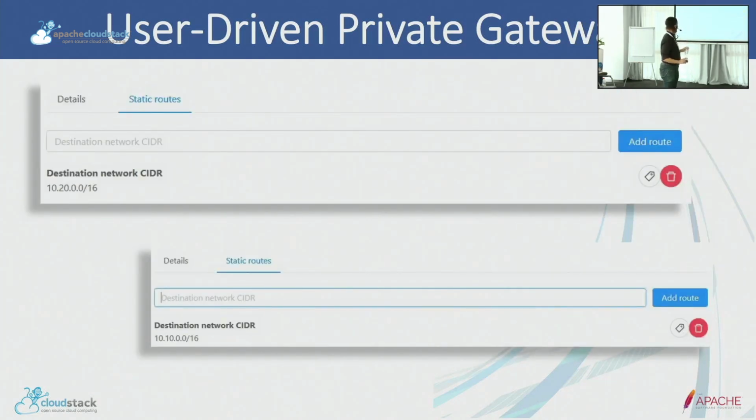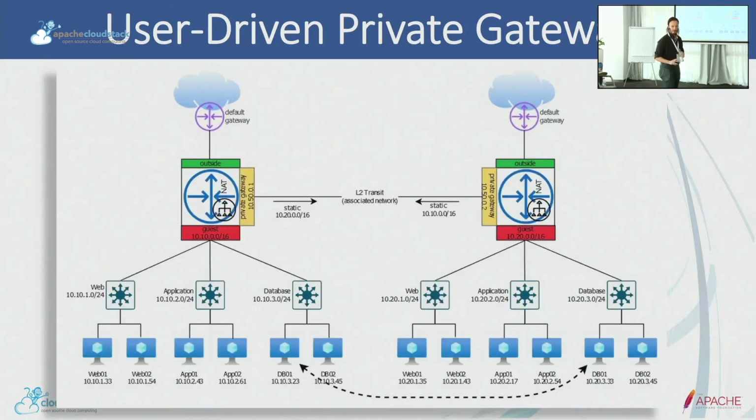You create your static routes on both sides so they can talk. And you have this final solution where those database servers, for example, can just replicate between those two VPCs. And that, again, was done completely without any operator intervention, just a normal end user.